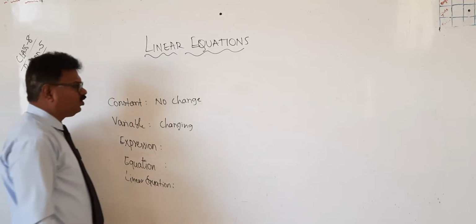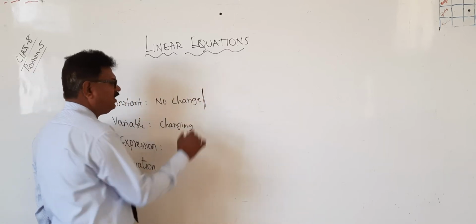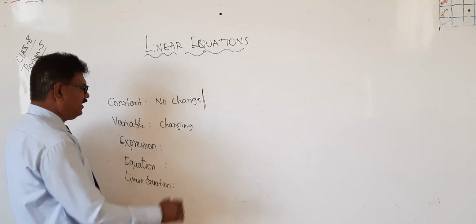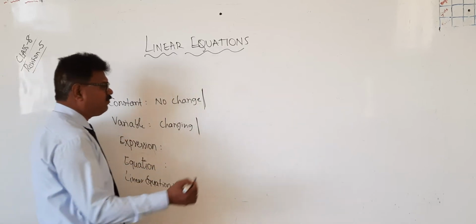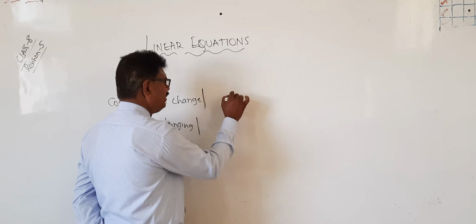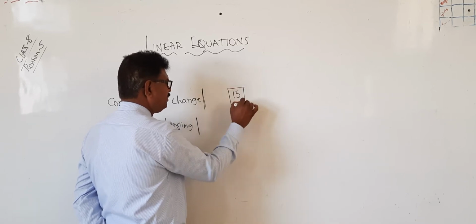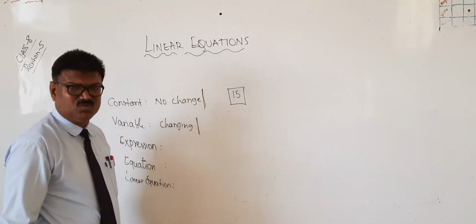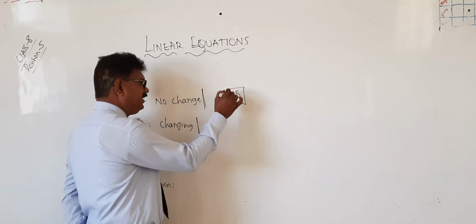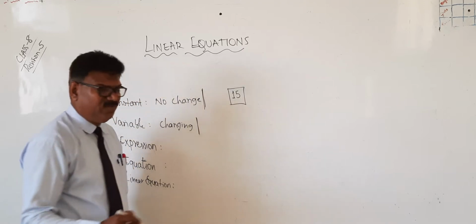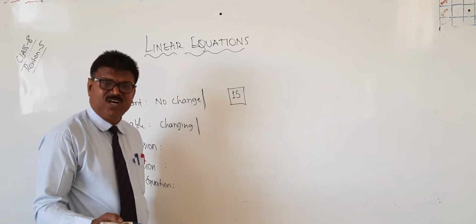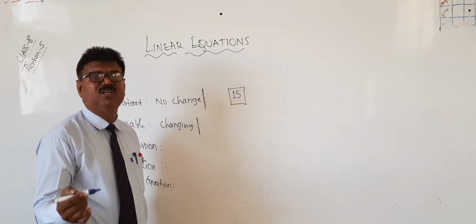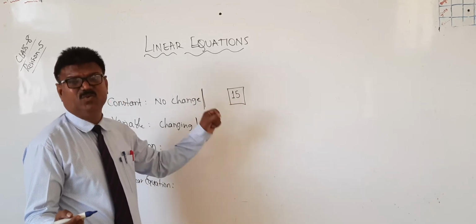Constant means what? No change. The value will not change. Variables means what? The value will be changing. For example, take the number 15. Throughout the world, if you say 15, it is 15 only. 15 will not be changed, it will not be 16, will not be 17, will not be 1, will not be 2. 15 means 15 only.